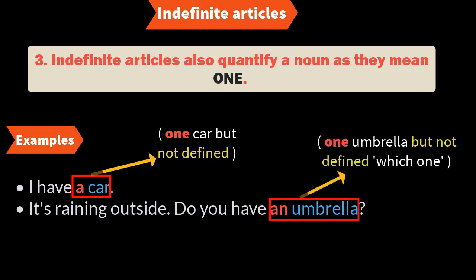Okay, it's raining outside. Do you have an umbrella? I am not asking for a specific umbrella. I'm just looking for an umbrella, right? One umbrella, an umbrella, one umbrella, that too, any type of umbrella. Okay, so that's how we use a and an.